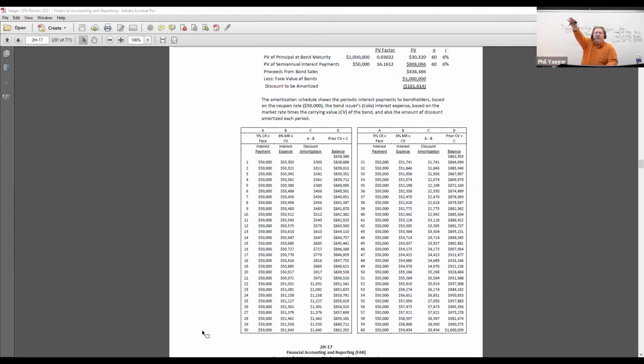Now, the bonds were originally issued at a discount. So at maturity, what are you going to pay back? 1 million. So we have to go from 838 to $1 million, right? In order to go from 838 to $1 million, are we going to add the discount amortization to the carrying value, or are we going to take that 303 and subtract it? Add it. Because the carrying value is increasing. The balance, that's the carrying value.